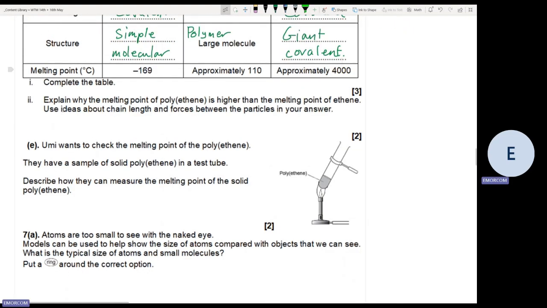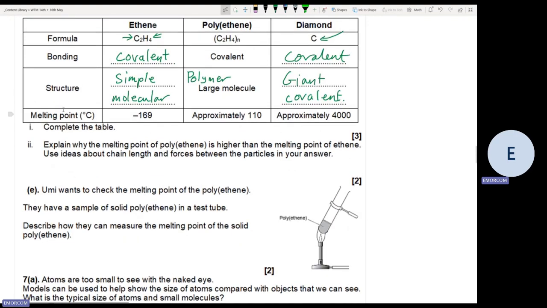Then it says, explain why the melting point of polyethene is higher than the melting point of ethene. Use ideas about chain length and forces between the particles in your answer. So this question is a little bit like a question that you could get in your second exam, but it's also the kind of question you could get in your first exam because we're talking about bonding, structure, and properties.